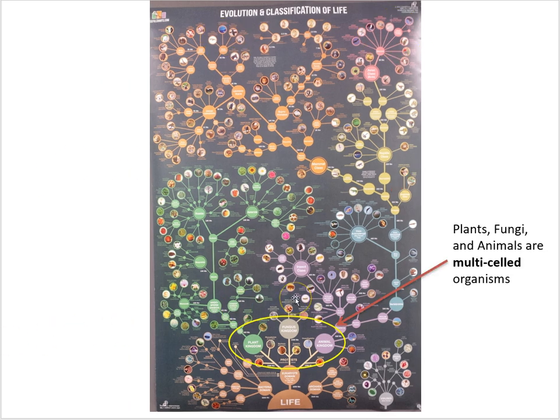Now, plants, animals, and fungi are all multi-celled organisms. So everything above this point in the diagram, all of these organisms up here are multi-celled. So animals are multi-celled. Schwann helped us understand that. Plants are multi-celled. Schleiden helped us understand that. Fungi are multi-celled. So everything pretty much in the diagram, and this is sort of a bias, we're highlighting the multi-celled organisms. These are the ones that we're familiar with, the larger types of creatures on Earth.